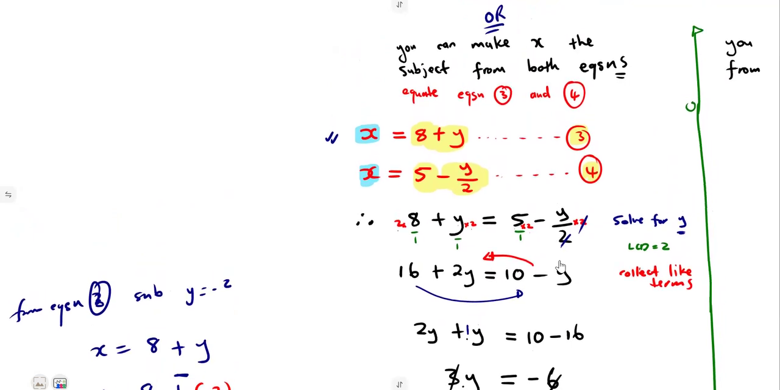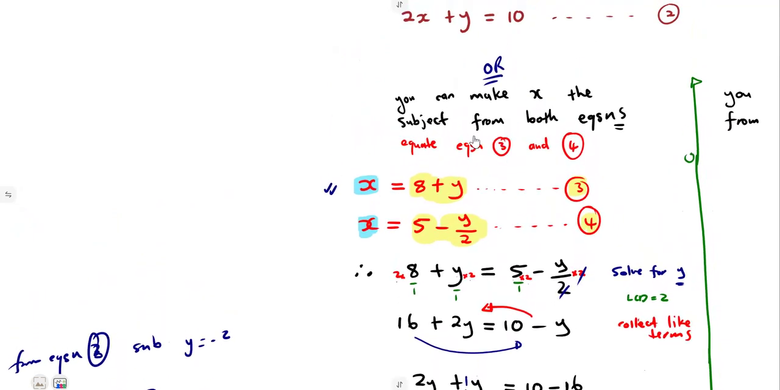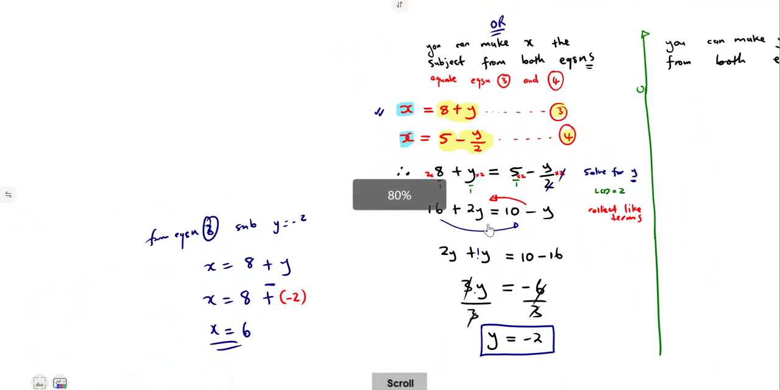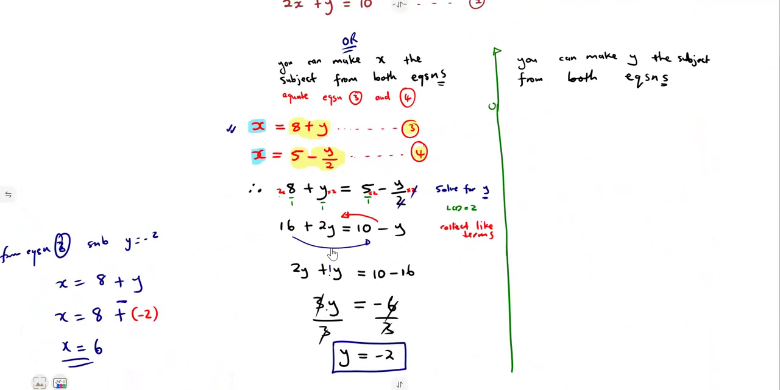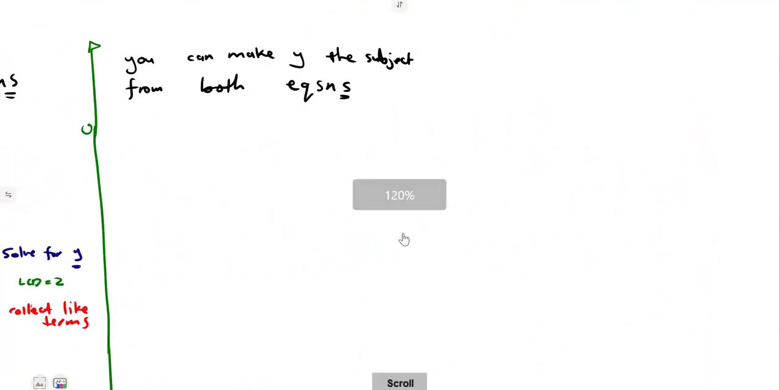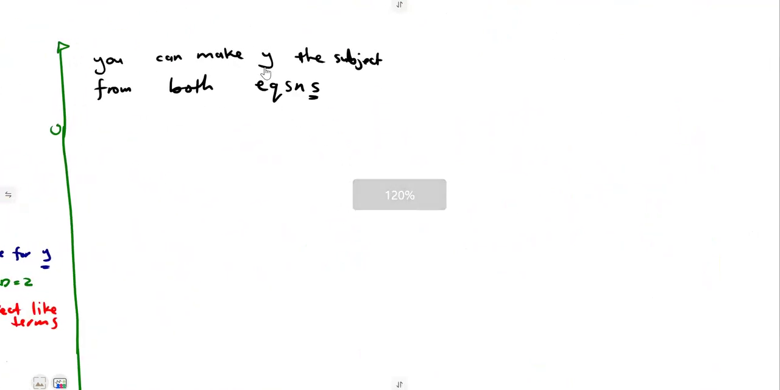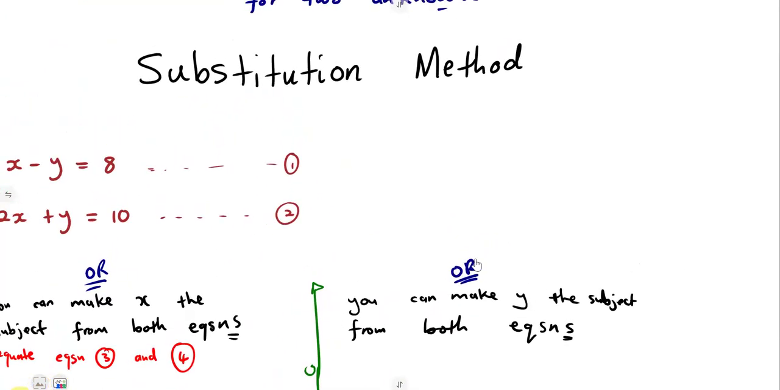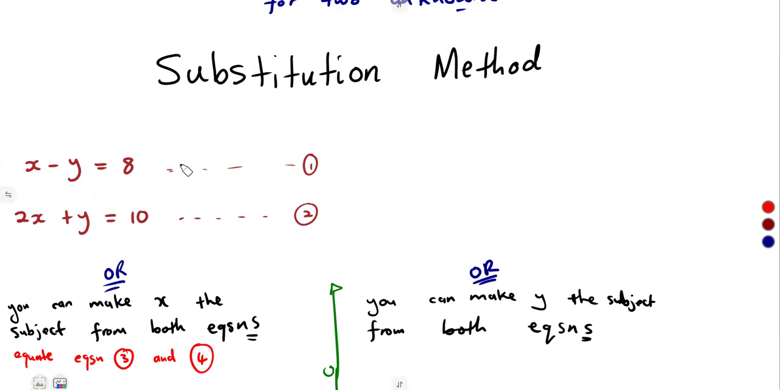Simply make x the subject from both equations. If you choose to work with x. But like I said, you can work from another condition where you choose y to be the subject. So let's say you wanted to work with this part where y is the subject. What were you going to have? From equation 1, let's make y the subject from equation 1.